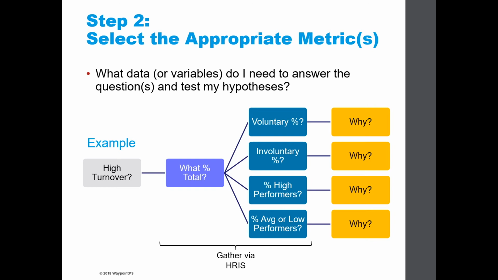Once you have those questions, then you'll want to investigate why, speculate on why that might be. Why is the voluntary turnover so high? Why is the involuntary turnover so high? Why are the high performers leaving at a much greater rate than other groups? And you can gather that information through surveys and interviews. Companies often conduct exit surveys when employees leave, or many companies will conduct annual engagement surveys or quarterly pulse surveys. And that's a great way to gather information.